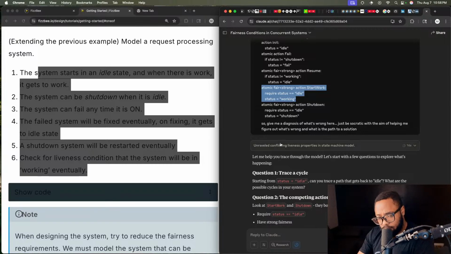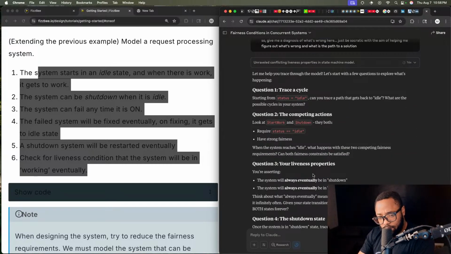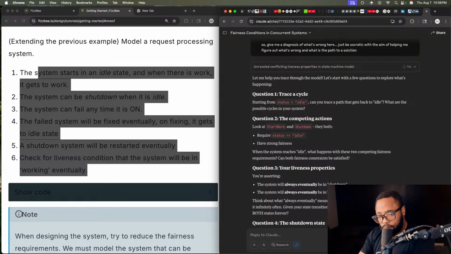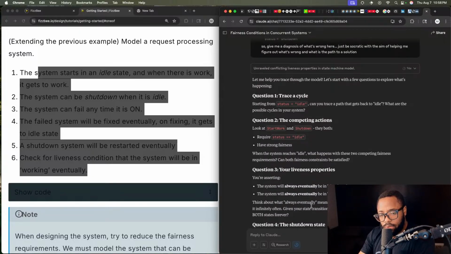I think that's what Claude is implying, but that's not my understanding of fairness or strong fairness. Okay, you are asserting the system will always eventually be in shutdown. Think about what always eventually means. It's not just reaching the state once, but reaching it infinitely often.